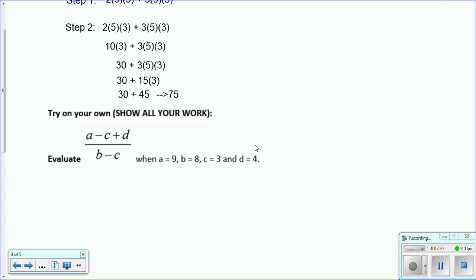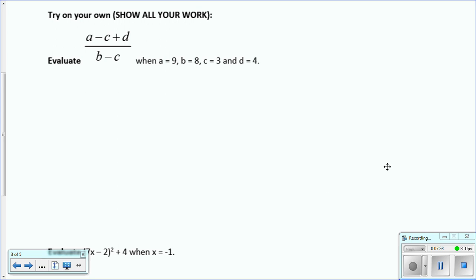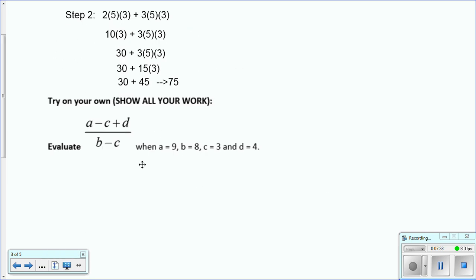You are going to try this one on your own. And make sure you show all your work. Do it in the space provided. I gave you a lot of space. So you're going to pause the video basically. Pause the video, work on it. When you come back, we'll go on to the next question. We will go over these answers for these try on your owns in class. So, make sure you have them done. Pause the video. I will see you in a few minutes.